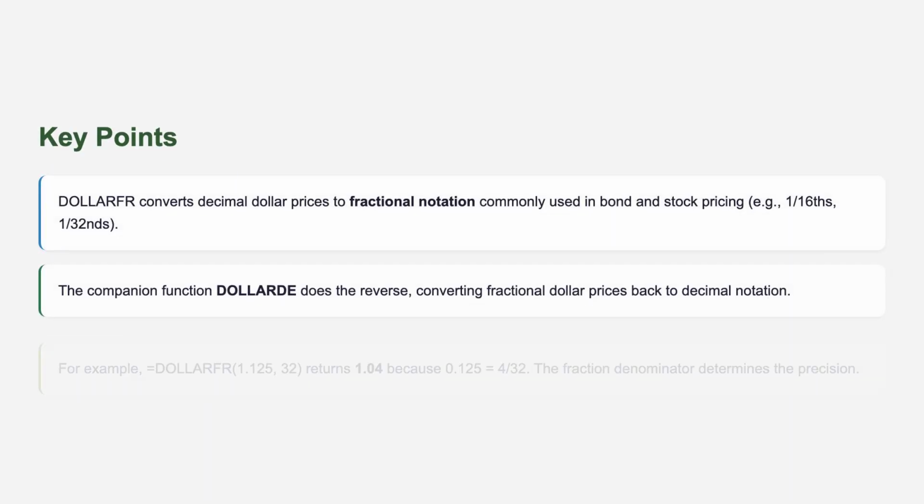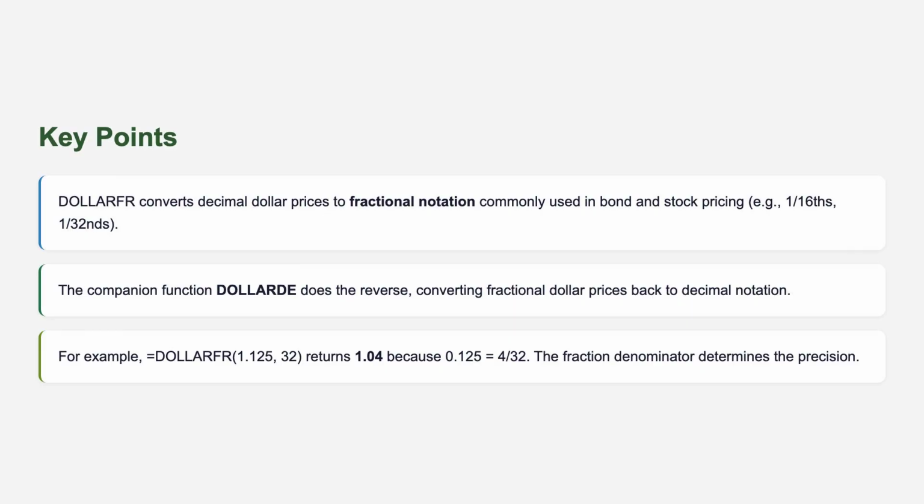Key points to remember. DOLLARFR converts decimal dollar prices to fractional notation used in bond and stock pricing. Its companion function DOLLARDE does the reverse. The fraction denominator determines the precision of the output.